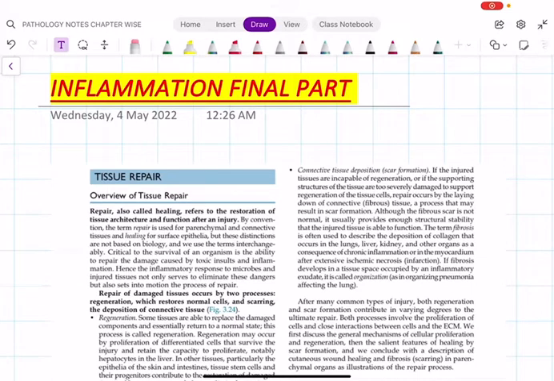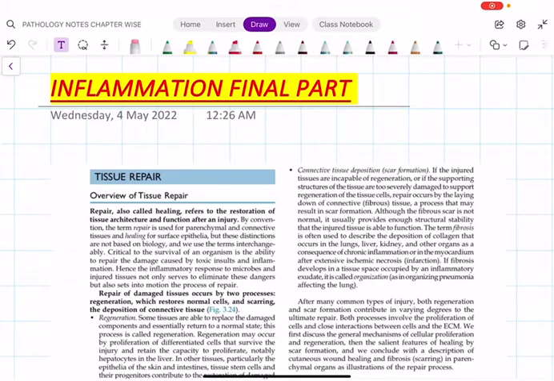Hello all, welcome to the final part of the chapter inflammation. So far we have discussed acute and chronic inflammation: what are the events, what are the mediators, what are the cells, what are the outcomes. And we have seen that one of the hallmark features of chronic inflammation is fibrosis or tissue repair and wound healing.